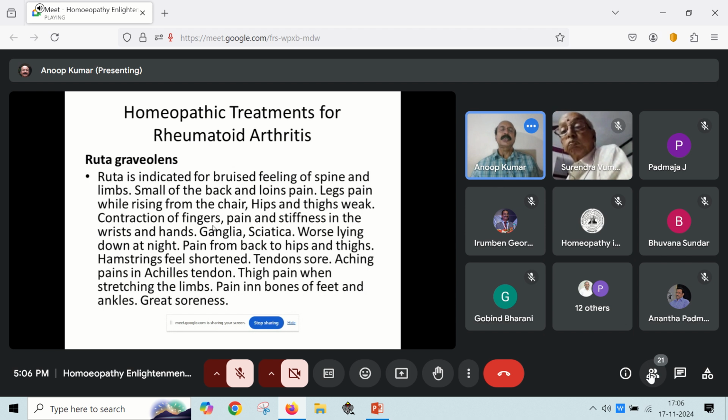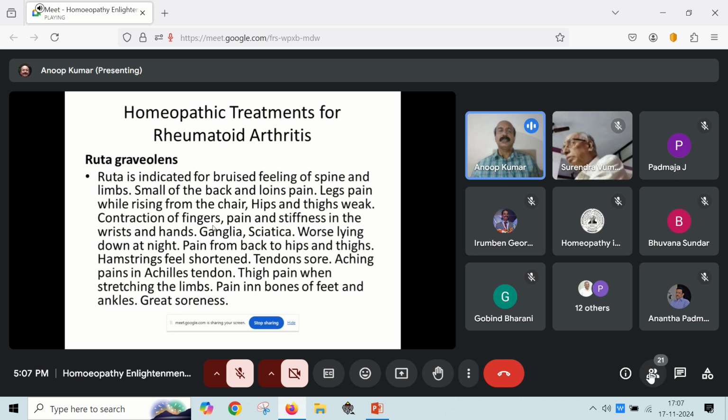Ruta graveolens is another medicine. Ruta is indicated for bruised feeling of the spine and limbs, small of the back and loins. Legs pain while rising from the chair. Hips and thighs are weak. Contraction of the fingers, pain and stiffness in the wrist and hands. Ganglion, sciatica, worse lying down in the night. Pain from the back of the hips and thighs. Hamstrings feel shortened and tendons sore.